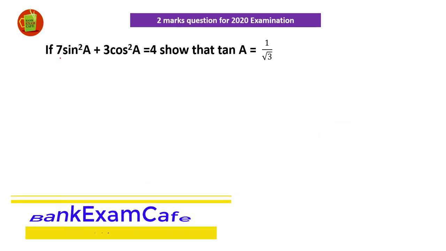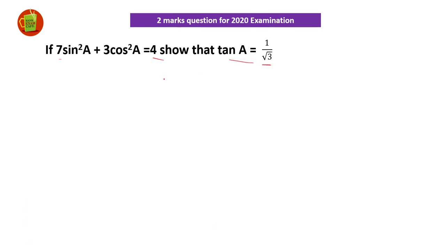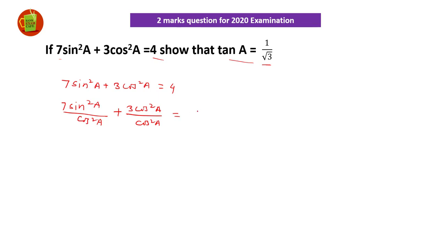The next question is, if 7 sine square a plus 3 cos square a is equal to 4, then show that tan a is equal to 1 by root 3. The given equation is 7 sine square a plus 3 cos square a, which is equal to 4. Here divide by cos square a throughout the equation. So this will be 7 sine square a upon cos square a plus 3 cos square a upon cos square a is equal to 4 upon cos square a.